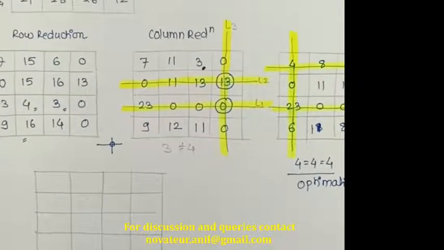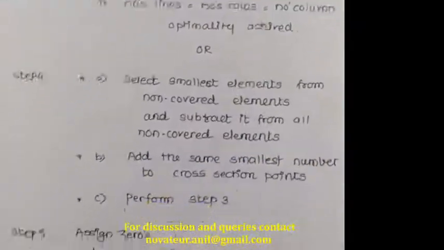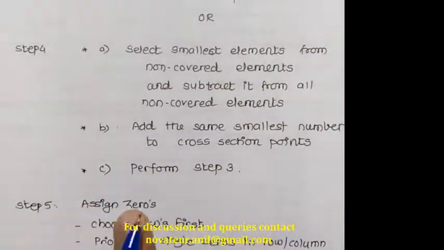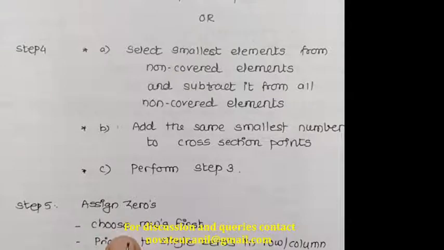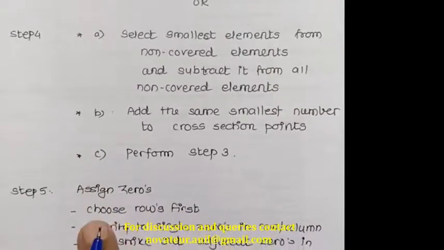So now I can go for step 5. This is what I have to do. I have to assign the zeros. The very simple formula for this is to choose the row first, prioritize the single zeros in the column, and strike out the adjacent zeros in it.